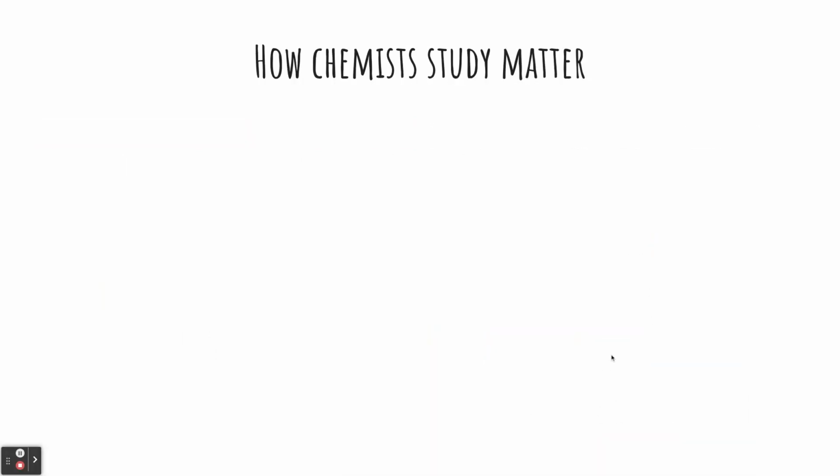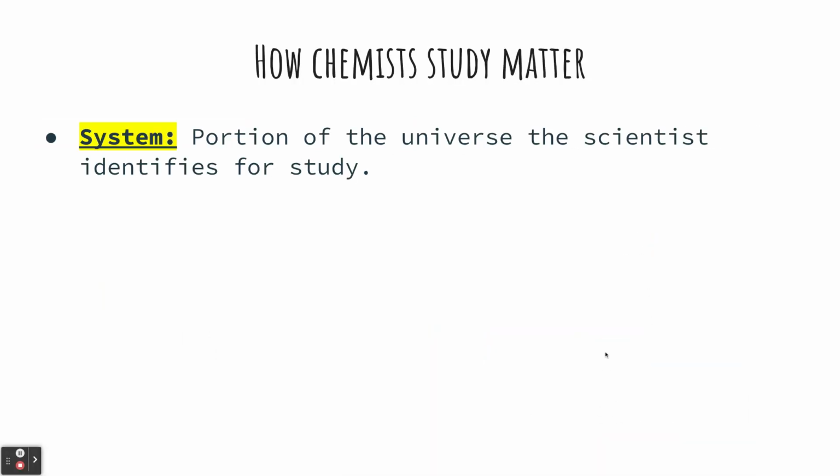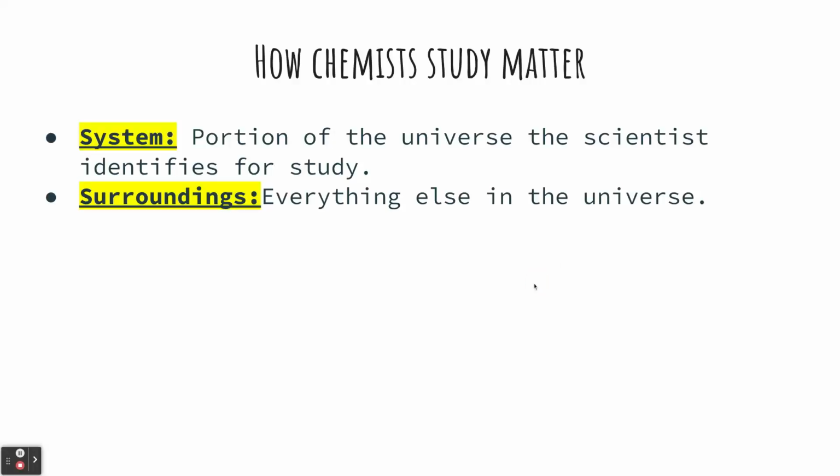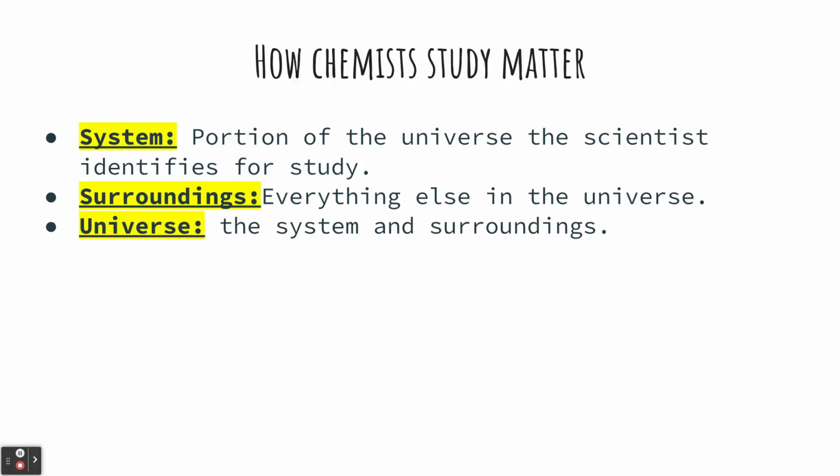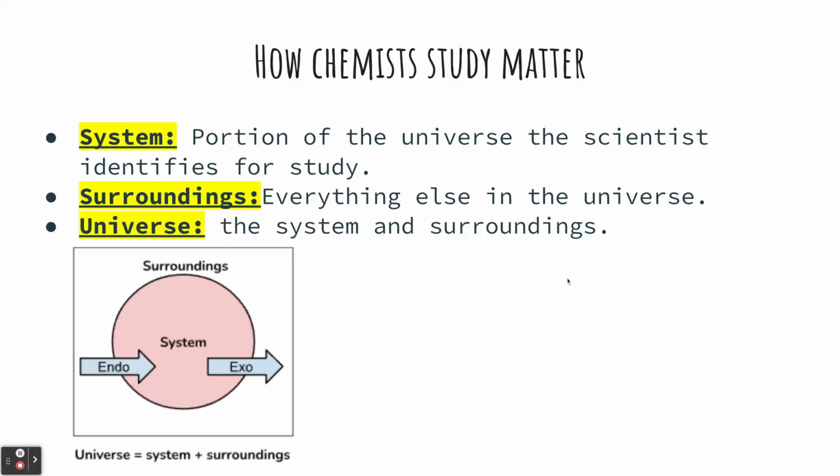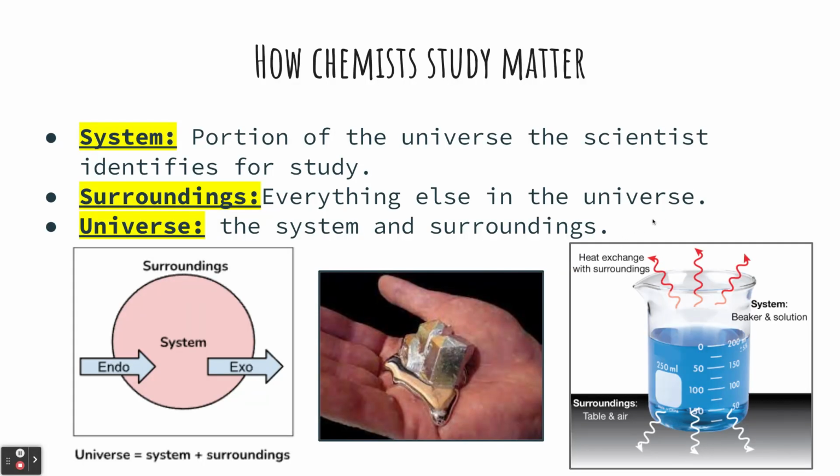All right, how do chemists study matter? Well, we will look at the system, which is the portion of the universe that we want to study. The surroundings is everything else in the universe, and then the universe is the system and the surroundings. Now, guys, in this unit in particular, we're really going to start talking about the system and the surroundings because we're going to be seeing where the energy, or in our case, in most cases in this unit, heat, is traveling from.